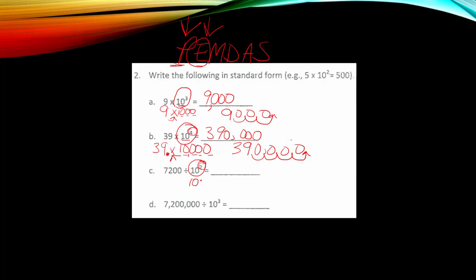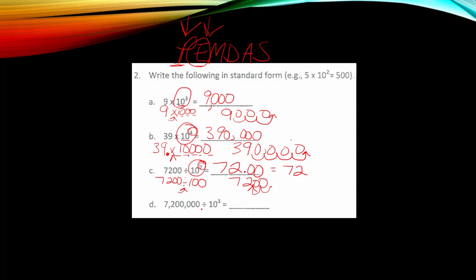10 to the 2nd power gives us 2 copies or 2 zeros because we're dealing with a 10. So we have 7,200 divided by, this time, 100. So when we're dividing, we're making it smaller. So we're moving the decimal to the left this time. Where is the decimal when you cannot see it? Well, the decimal is still there. It's at the end. So the decimal is here. Move it to the left 1, 2 times. So your answer is 72.00 or 72 wholes.